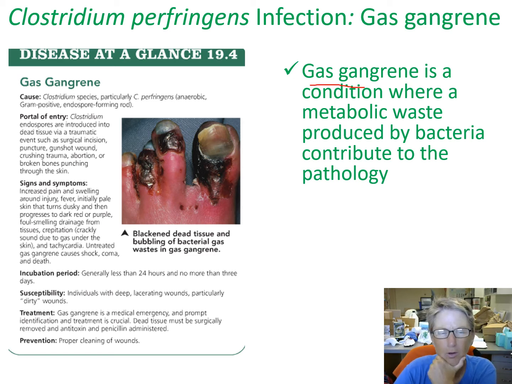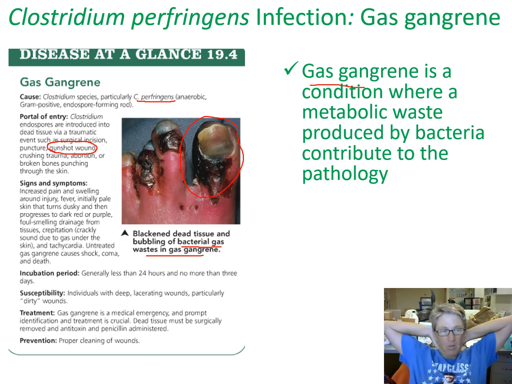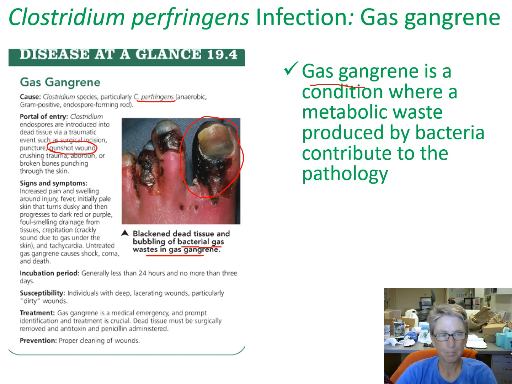Gas gangrene, so check out, oh, that's so nasty. Blackened dead tissue and the bubbling of bacterial gas waste in gas gangrene. So it's a condition where metabolic waste produced by bacteria contributes to the pathology. So this gangrenous toe is caused by Clostridium species, usually Clostridium perfringens. And Clostridium perfringens as an endospore can get into dead tissue, such as a gunshot wound. I don't know if anybody likes all those historical Civil War movies, but they had gangrene all over the place from the gunshot wounds. Okay.